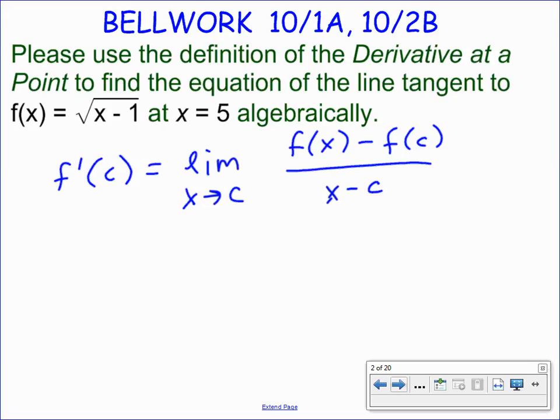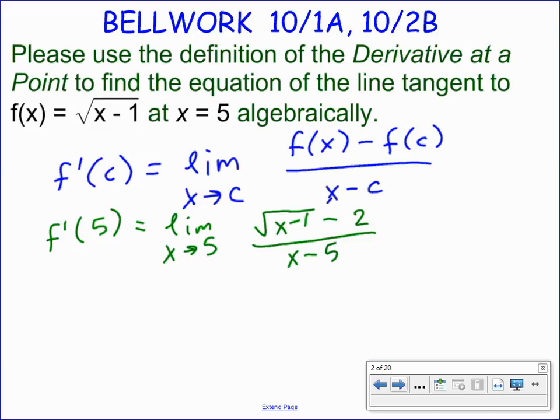All right, let's apply it in context here. We want f prime of 5. That's given by the limit as x approaches 5 of f of x, which is the square root of x minus 1, minus f of 5. Go to the function rule, plug in 5 and see what you get for the y coordinate. I get square root of 5 minus 1, which is square root of 4, which is 2, all over x minus 5. So there's a particular function and x value plugged into my definition of the derivative.